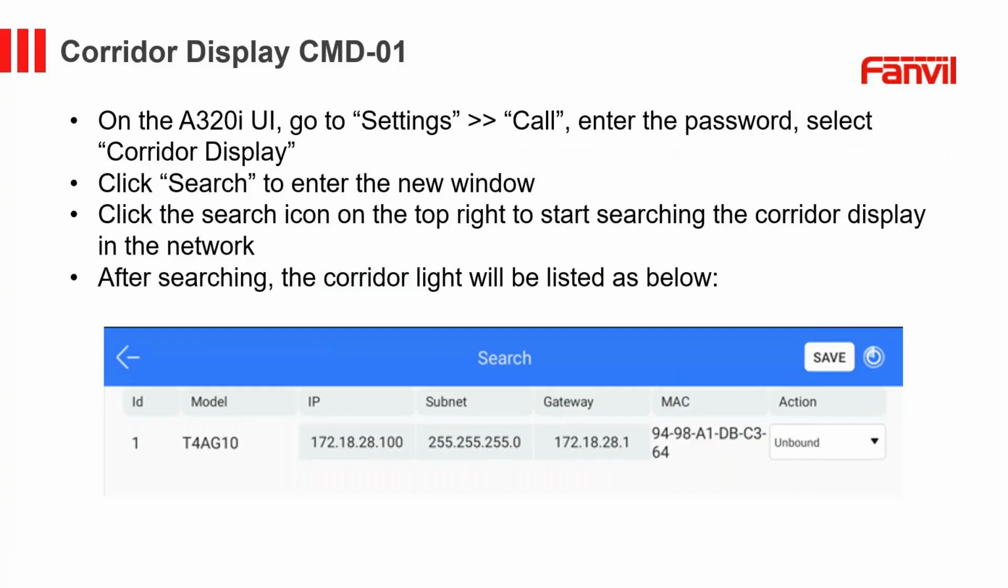And for the corridor light display, the same CL01. To add the corridor display to the system, you just go to settings called corridor display on the A320i, as you can see here. So search for the device in the network and bind it to the specific index. So here is index 1 as an example. You can bind up to 10 corridor displays to the nurse console phone. So this supports 10 corridor lights.